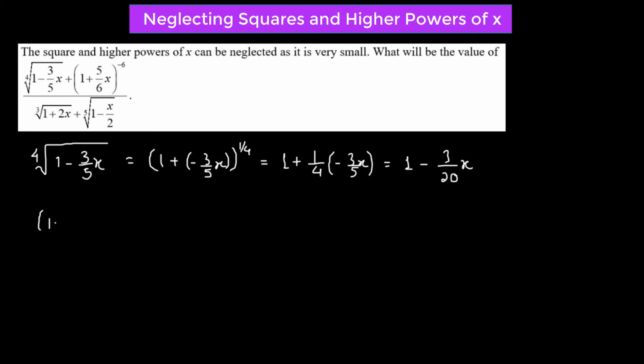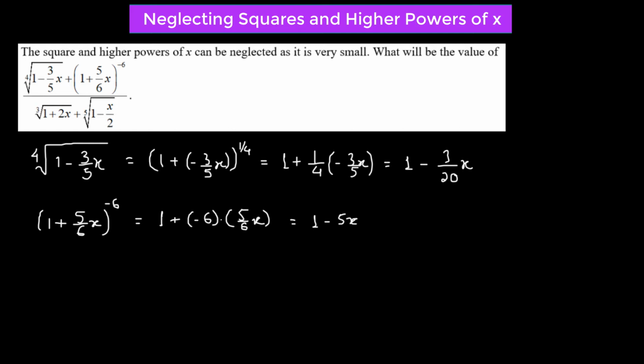Let's go to the second term in the numerator. So we have 1 plus 5/6 of x raised to the power of negative 6. So this would give us 1 plus negative 6 times 5/6 of x. So here you can see that the 6 and the 6 will cancel each other, and that will leave us with 1 minus 5x. Now we move on to the denominator.